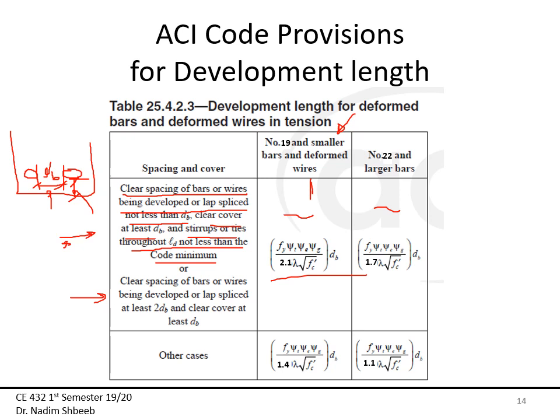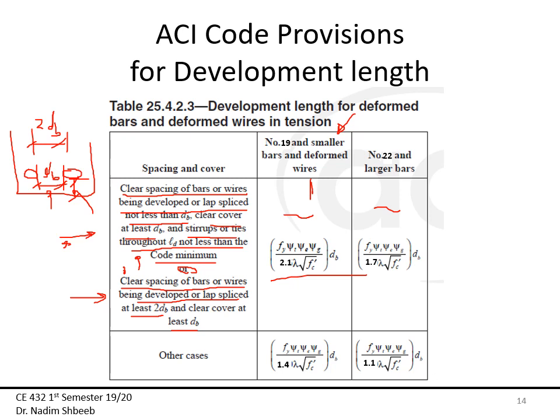The other condition is telling me that the clear spacing of the bars or wires being developed or lap spliced is at least 2 db and clear cover at least db. So if I want to forego the condition of shear reinforcement, then that spacing has to be at least 2 db. When it says or, you can use either the three conditions above or the two conditions down here. If those conditions are satisfied, then I can use this equation here to calculate the development length.